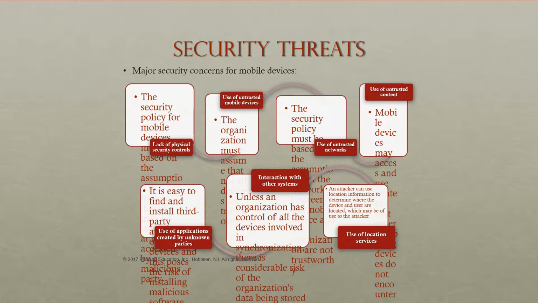Use of location services. The GPS capability on mobile devices can be used to maintain a knowledge of the physical location of the device. While this feature might be useful to an organization as part of a presence service, it creates security risks. An attacker can use the location information to determine where the device and user are located, which may be of use to the attacker.